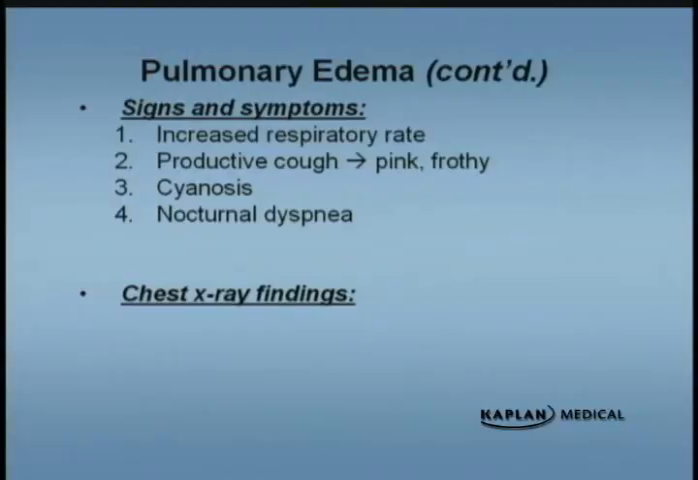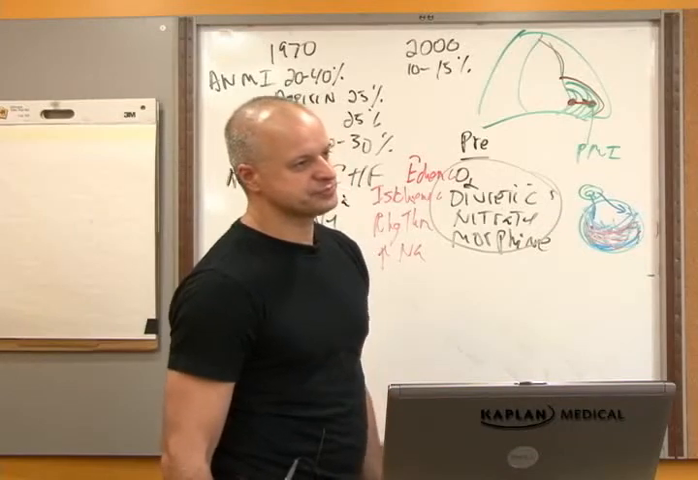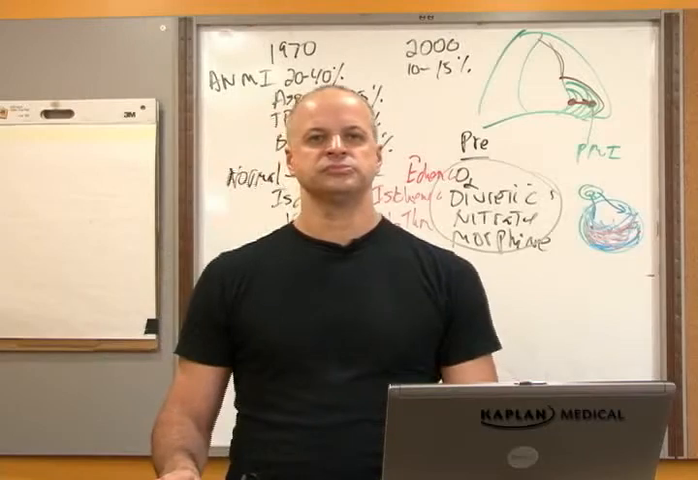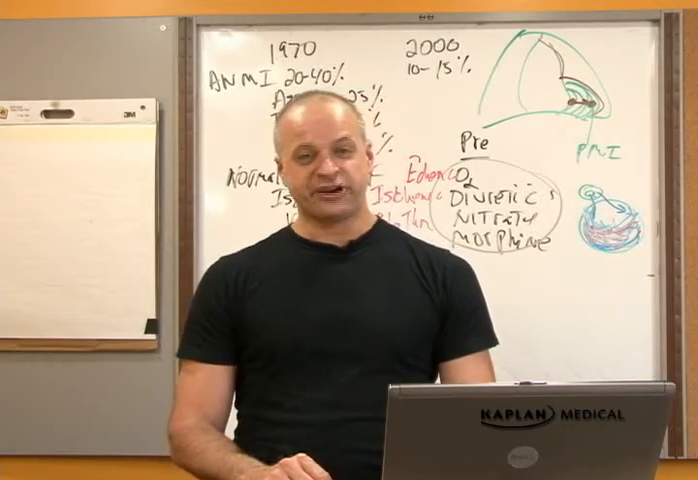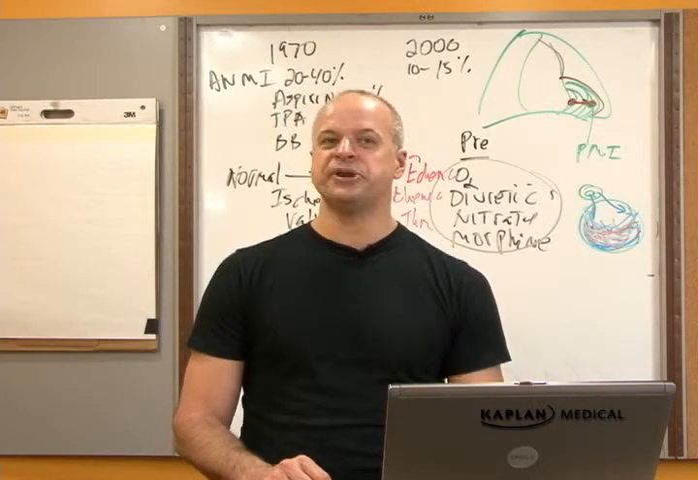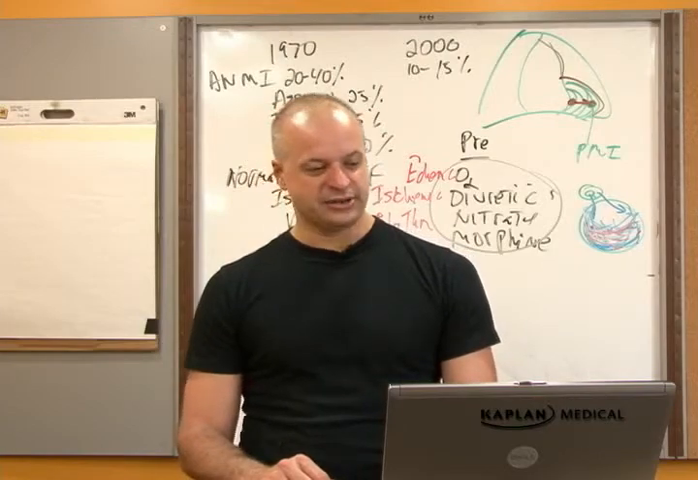Nocturnal dyspnea is because I'm lying flat and the blood is pooling in my lungs. When I'm lying flat and the blood is pooling in my lungs, then what happens is that people get paroxysmal nocturnal dyspnea. It's close to orthopnea, but it has to do with a change in position and lying flat.